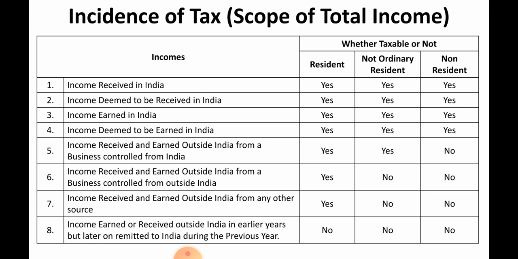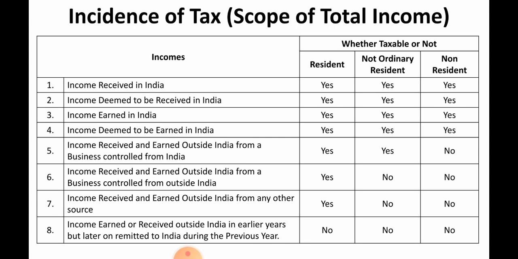First, understand this whole concept. Income earned or received outside India. First, it means it is a foreign income. But after that, we have written in earlier years. It means it does not belong to the previous year, but later on remitted to India during the previous year. First, it is a foreign income, but the second point states that it does not belong to the previous year. Remittance has been made during the previous year, so it will not be taxable for any of the assessee.